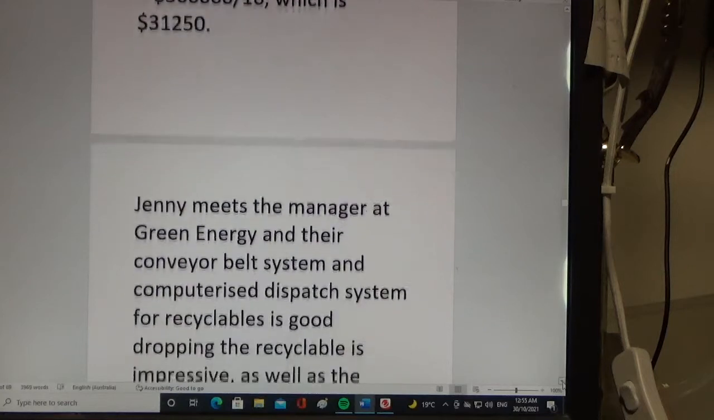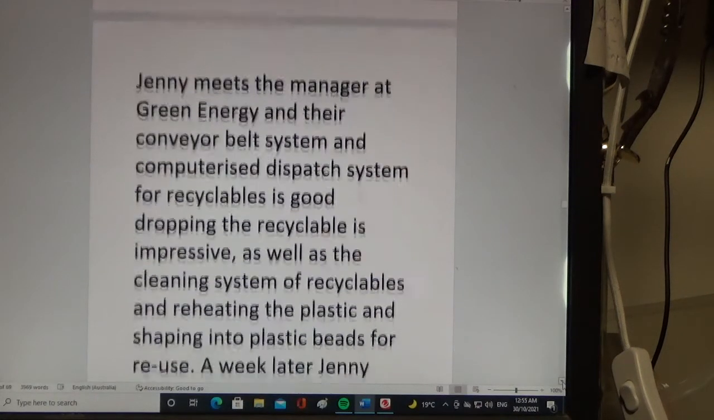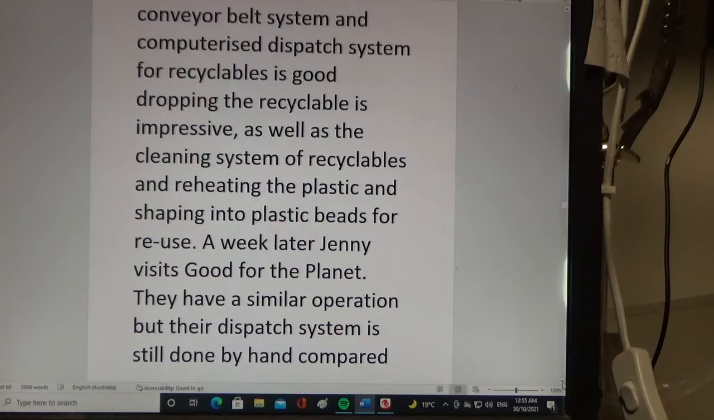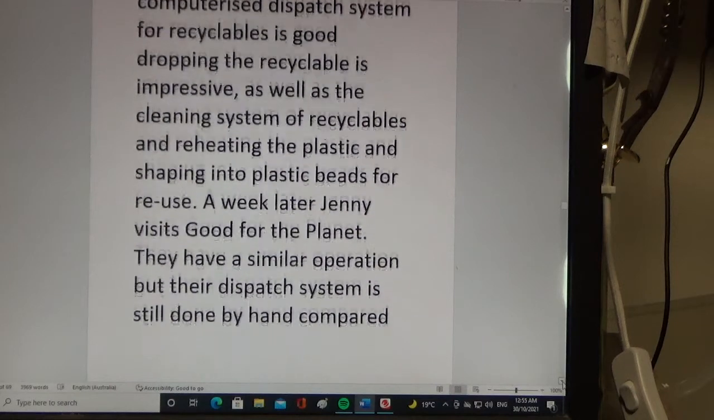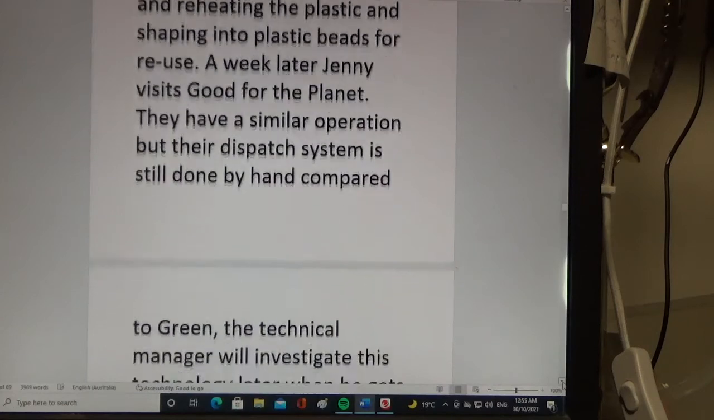Jenny meets the manager at Green Energy, and their conveyor belt system and computerized dispatch system for recyclables is good, dropping the recyclable in the correct container, which is impressive, as well as a good cleaning system of recyclables and reheating the plastic and shaping it into plastic beads for reuse. A week later, Jenny visits the other company, Good for the Planet. They have a similar operation, but their dispatch system is still done by hand compared to Green.